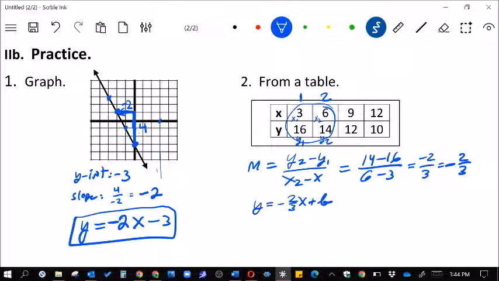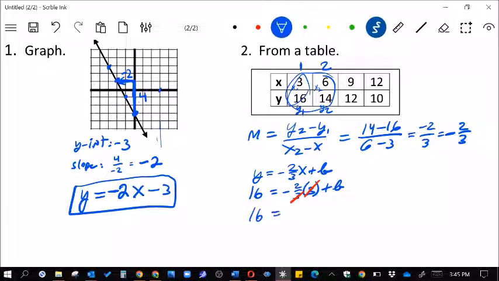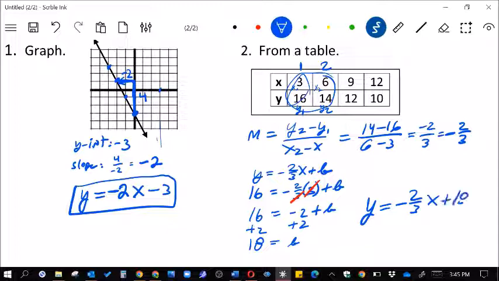And I need to put any one of the points in there. We might as well take the first pair again. 16 for y, -2/3, and put a 3 here. It's really nice when you have something that just crosses out like that. Okay. So I have 16 equals -2 plus b. We'll add 2. And so b is equal to 18. Okay. And over here, then, we can say y is equal to -2/3 x plus 18.